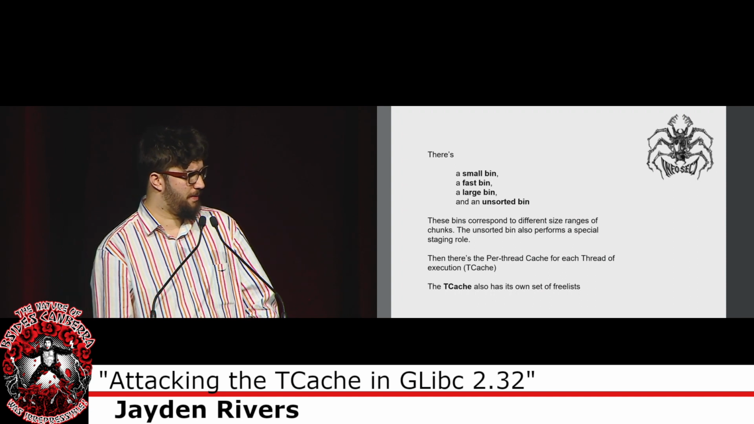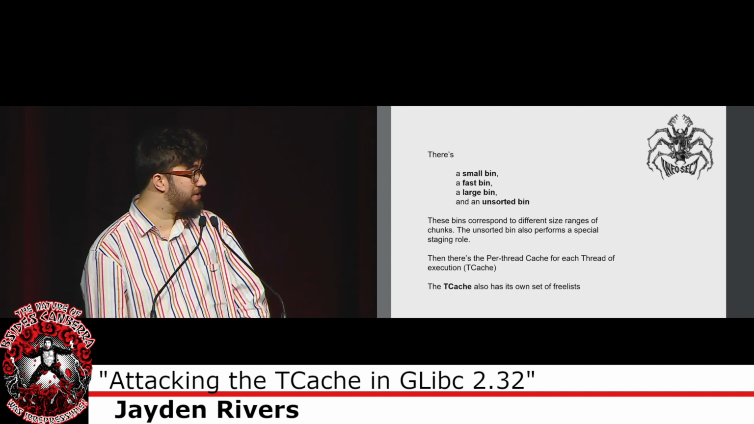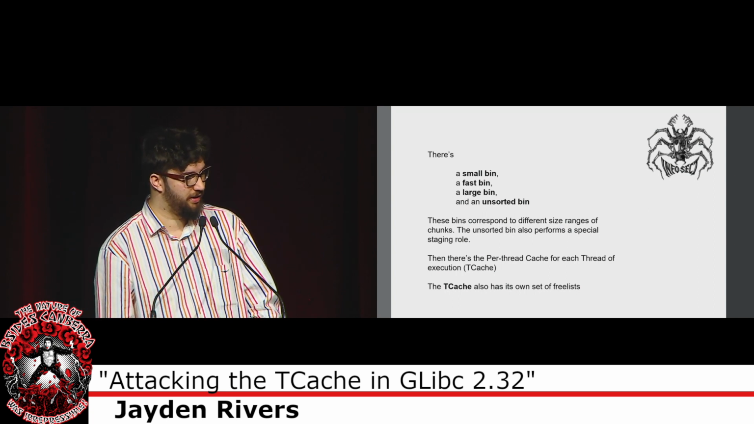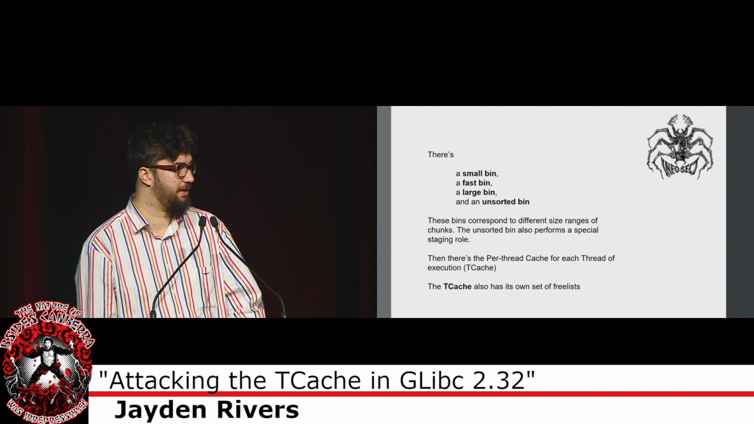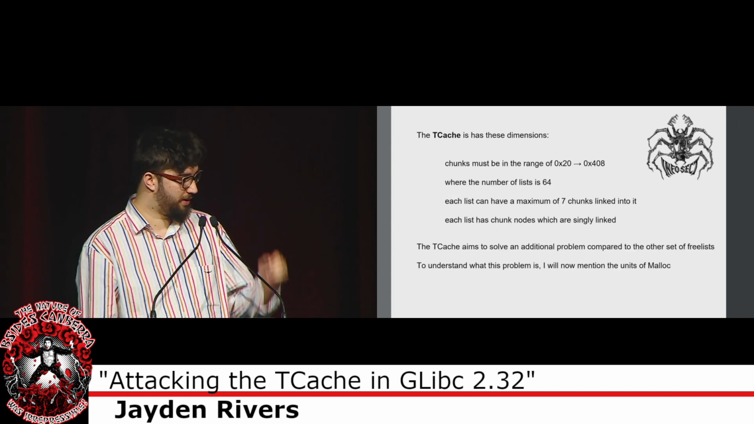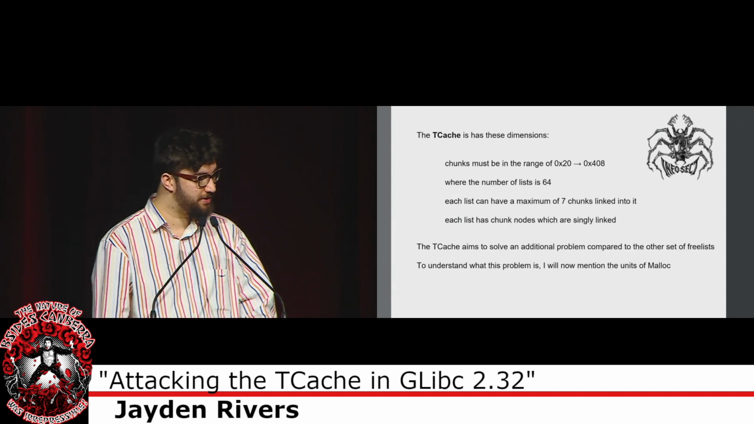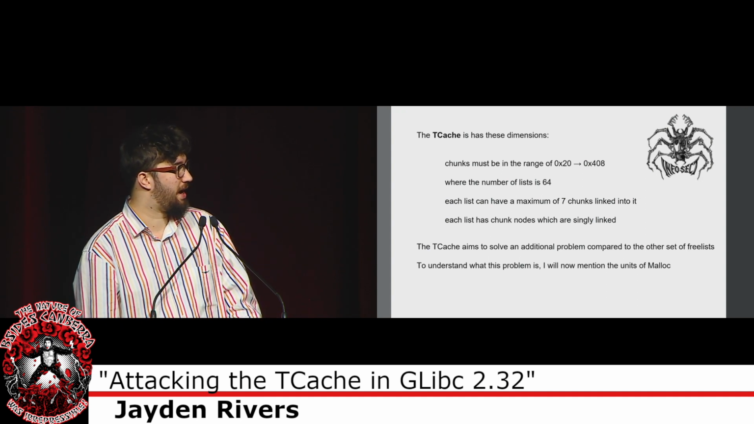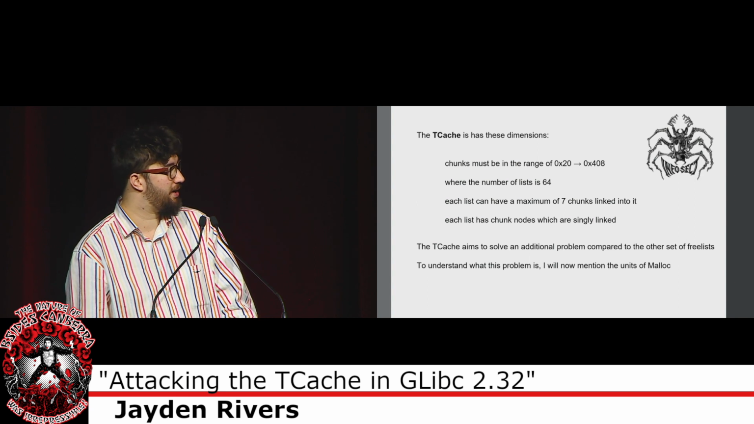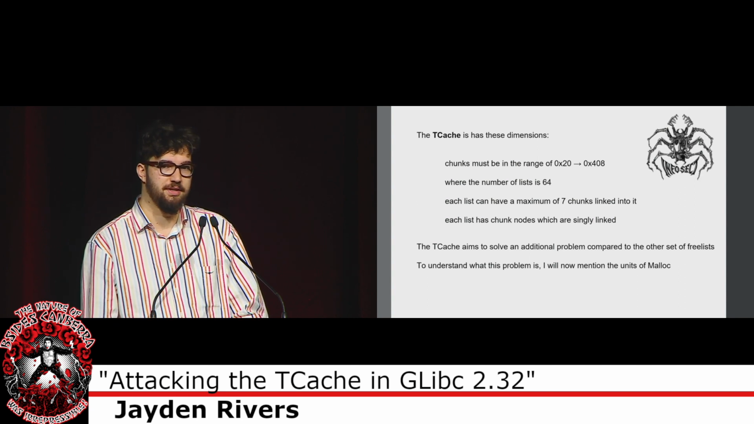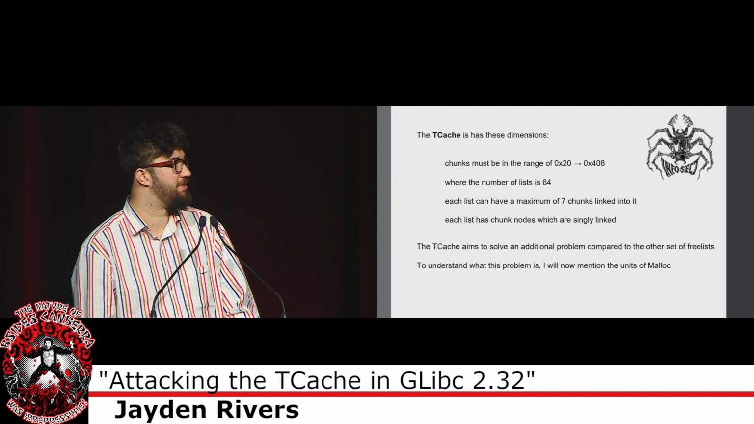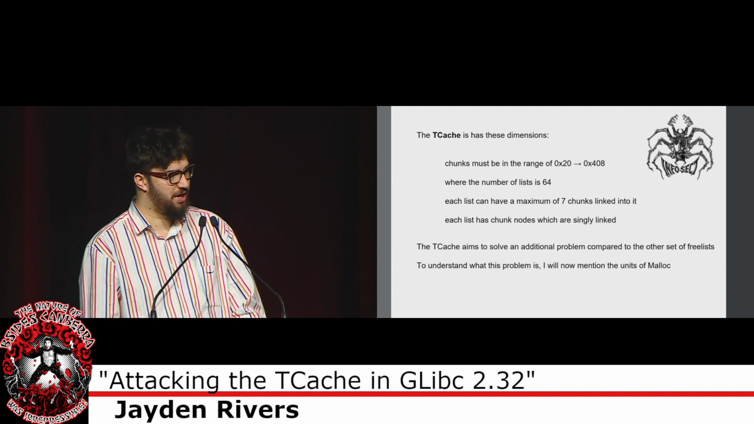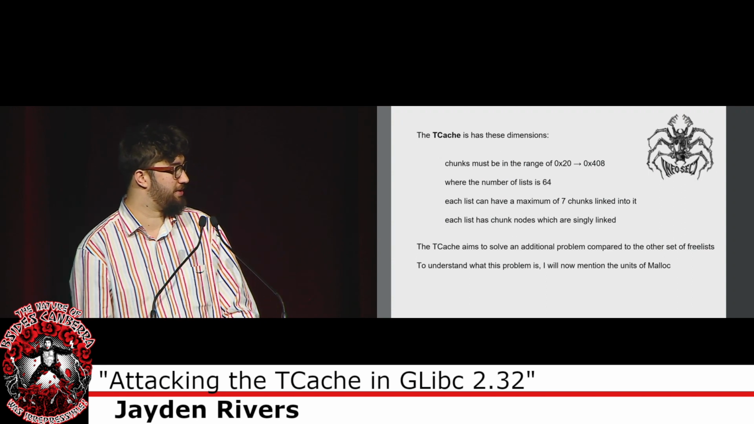Then there's the per-thread cache for each thread of execution. The Tcache has its own set of free lists, so it's kind of like a per-thread bin in a way. The Tcache has these dimensions, and they're configurable, by the way. Chunks have to be in the range of hex 20 to hex 408. The number of lists is 64, where there's a maximum of 7 chunks linked into any single list at a time. And the chunks are singly linked, so they only have forward pointers, really.